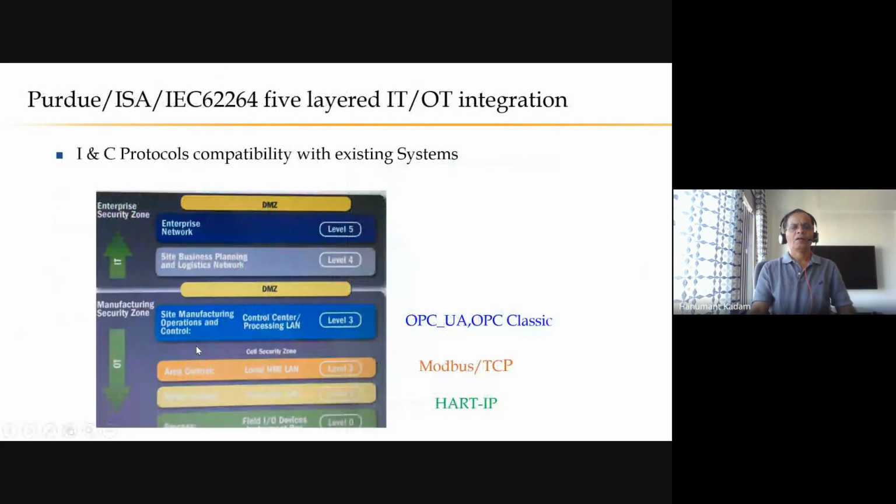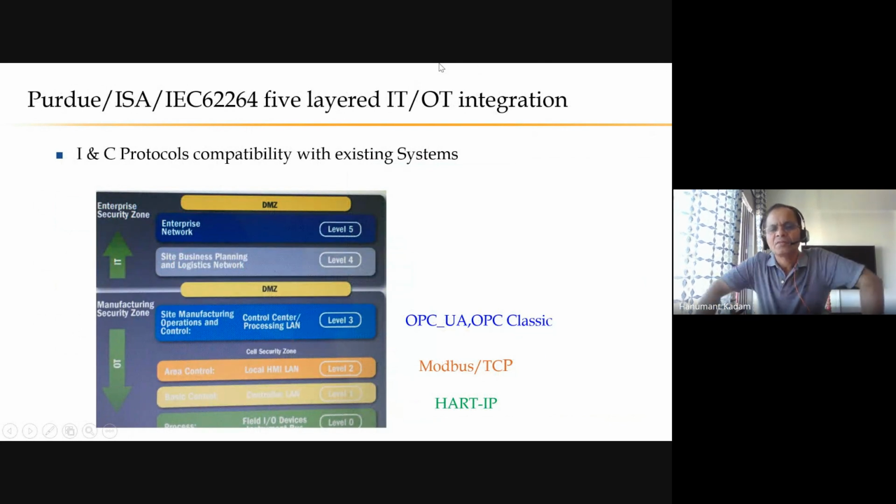Another standard is the Purdue model, ISA IEC 62264, with 5-layer IT/OT. So this is an equivalent standard, but it has 5 layers, and NAMUR also has 4 layers. It means almost within the 4 layers, whatever functions are there, the same functions are carried out in the Purdue or ISA model. So instrumentation and control protocol compatible with the existing system.